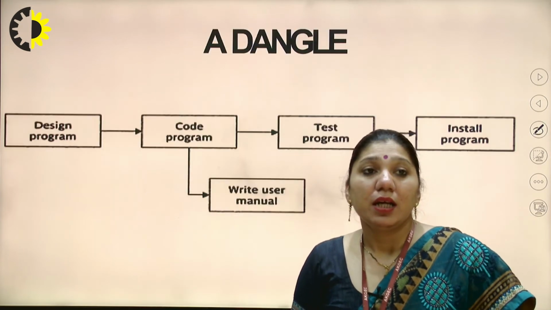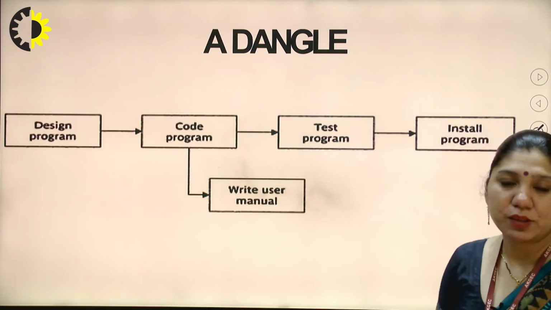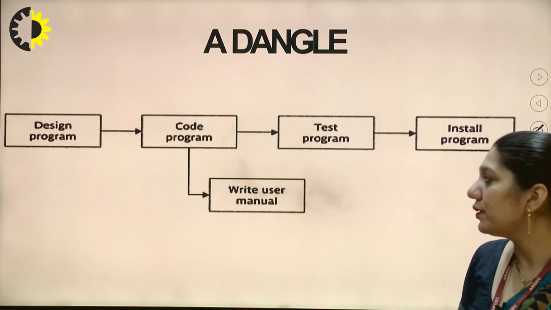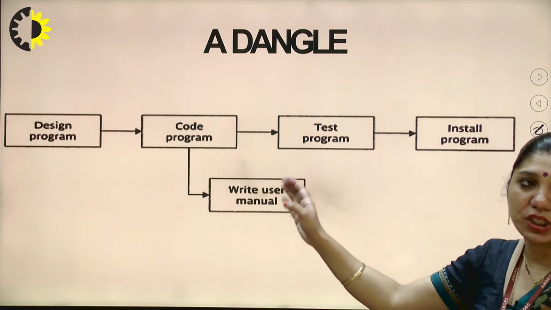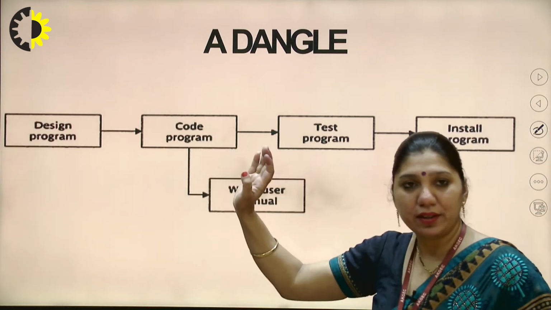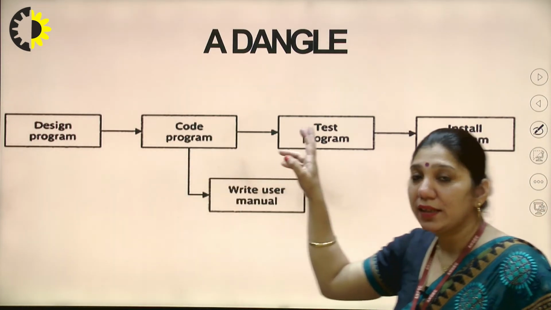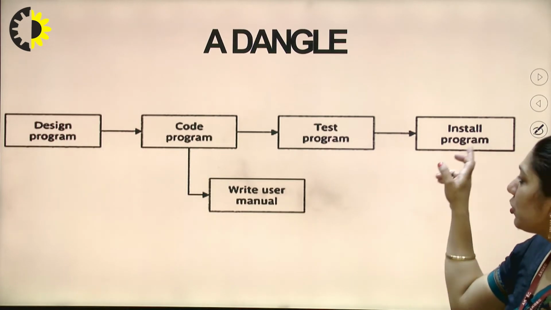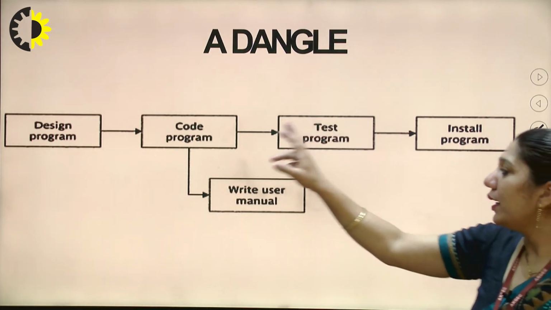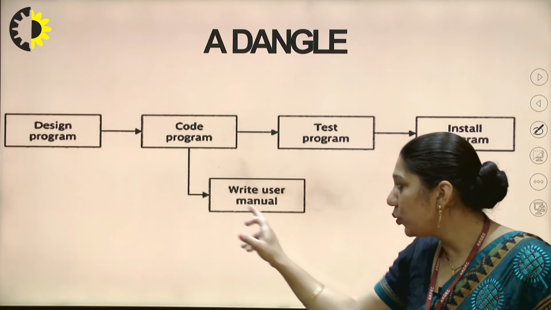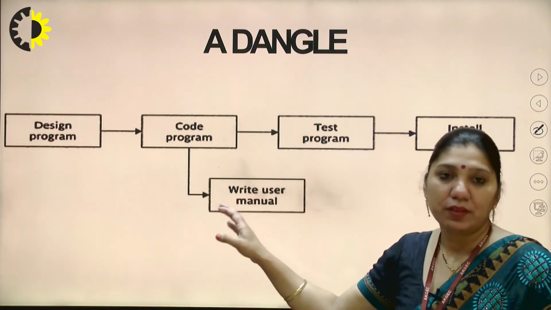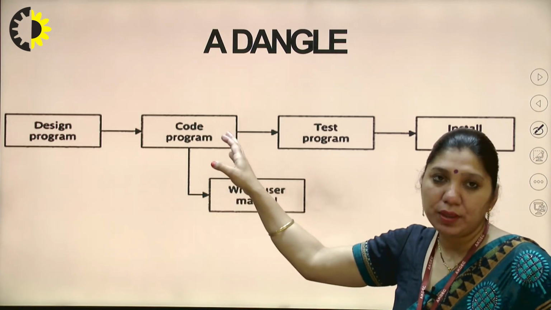Fine. Okay, now coming on to the dangle. I discussed the dangle briefly, a single point about that. Dangle, what it says is, we talk about this diagrammatic representation. Again, the designing of the program is there. Then the coding of the program has been done. Then the testing of the program is done. Then the installation of the program has been done. One link is representing to write the user manual. This is my dangle.